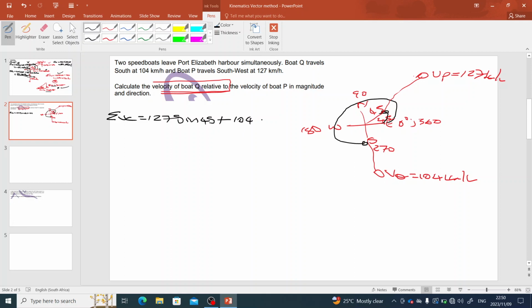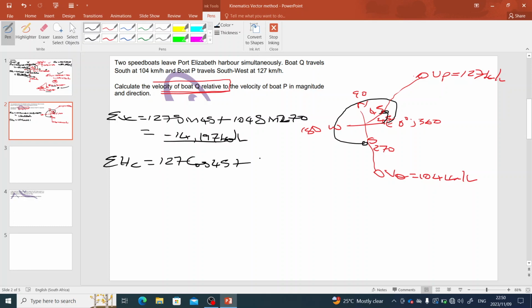The magnitude is 104. Position, it is sine 270. Then you calculate the vertical component. In calculating the vertical component, I got negative 14,197 kilometers per hour. Now, when coming to the horizontal component, where the sign you put cos, you write everything as it is, but where the sign you put cos, then it will be 127 cos 45 plus 104 cos 270. Then I got my answer as 89,803 kilometers per hour.